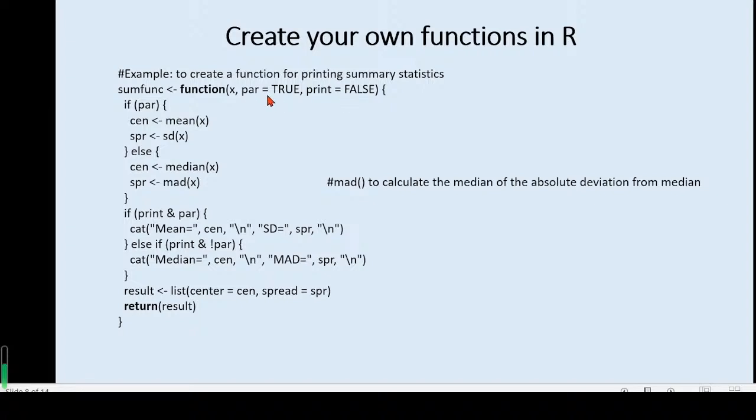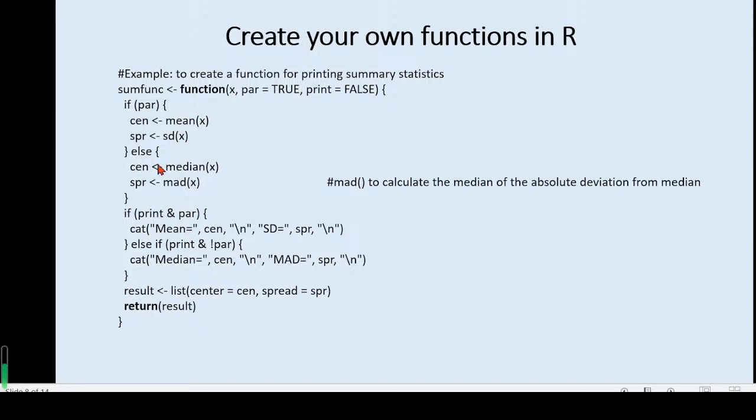One is par is true and print argument is false. So inside the function block, if we write if par, which means if par is true, then this block will be run. So the SCN variable will be the mean of x, and SPR will be the standard deviation of x.